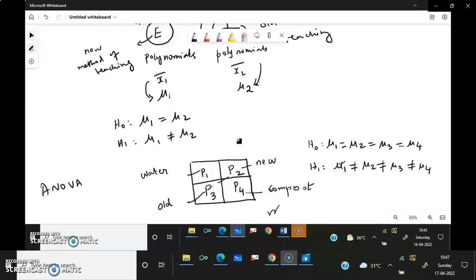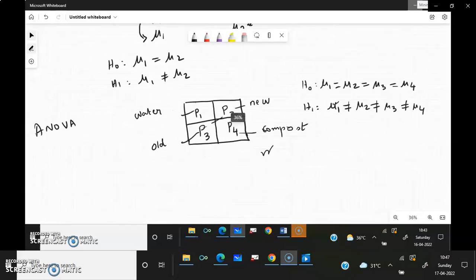What is Anova? Anova is nothing but analysis of variance. Actually we are finding the variance between these 4 groups. Here we took 4 groups, and the variance between these 4 groups. So analysis of variance, in short we write it as Anova. So what are the uses?